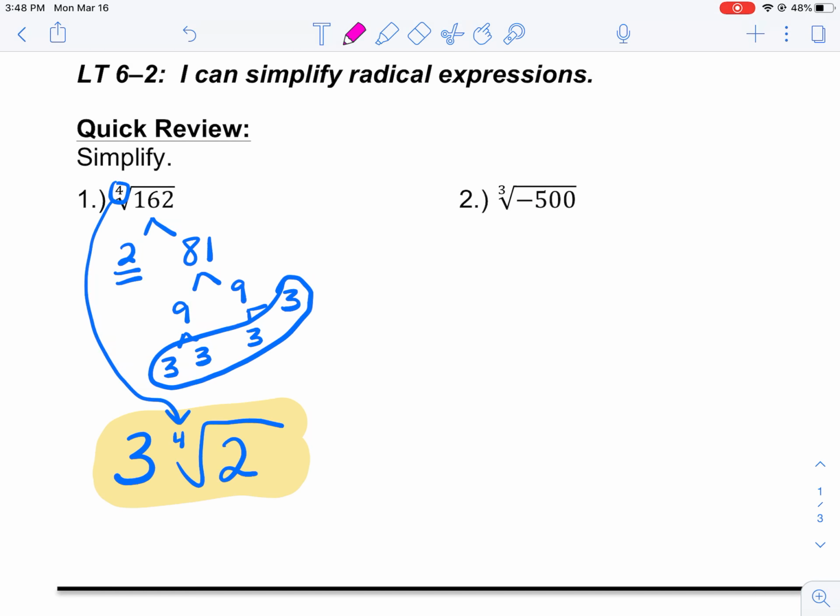Okay, the next problem, I want to talk about how do we handle this negative. So you can take the cubed root of a negative, okay, and the first thing you're going to do is you're going to break this down, just break down positive 500. We'll worry about the negative at the end. So we've got 5 and 100, and then we can do 10 and 10, and then 5 and 2, 5 and 2, and we're taking the cubed root, so we're looking for 3 of a kind.